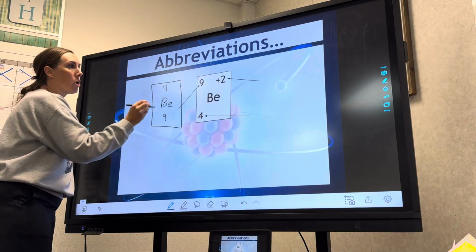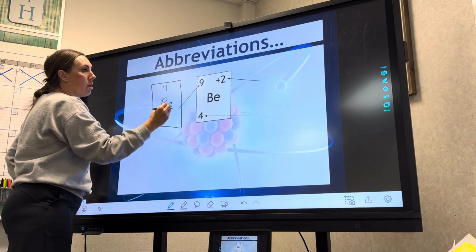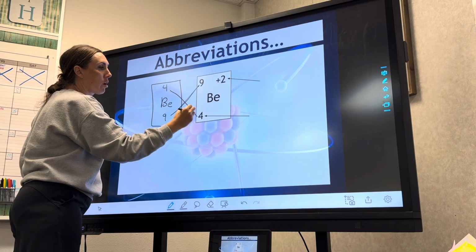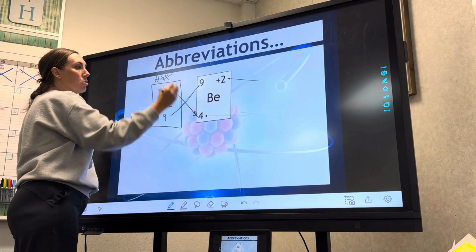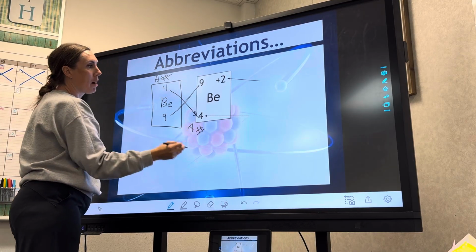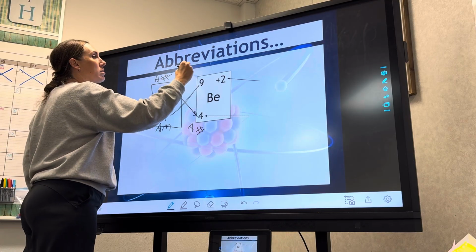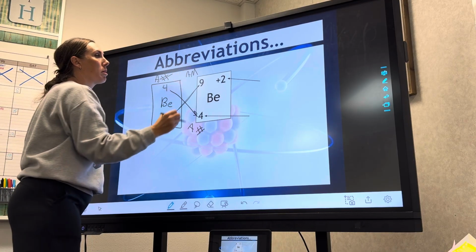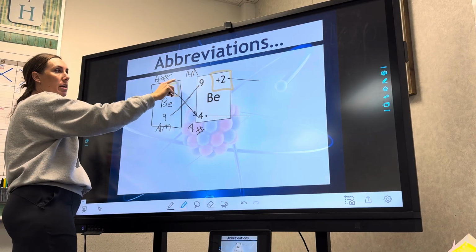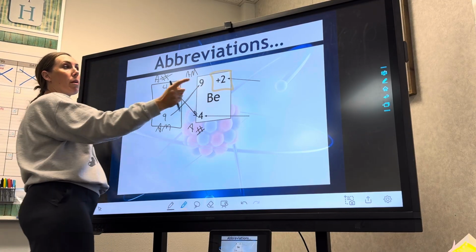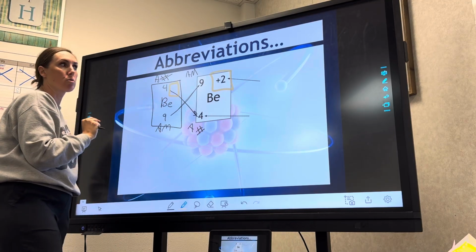Okay, so when we do abbreviations, we switch them. So the 9 comes up here, the 4 comes down here. So this always here is the atomic number. So the atomic number is always here at the bottom. Here's the mass. And then the atomic mass switches up here. And then this is the charge. Okay, when there's no charge, it means it's neutral. Or when you count the protons and electrons and they're the same, it's neutral. This one is not neutral.